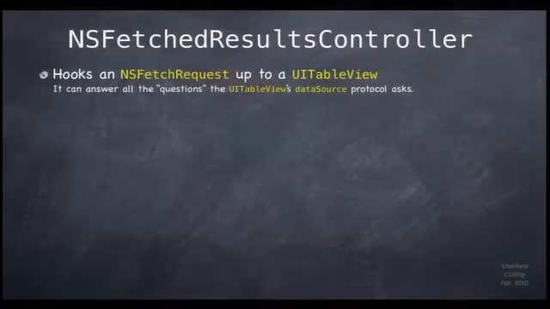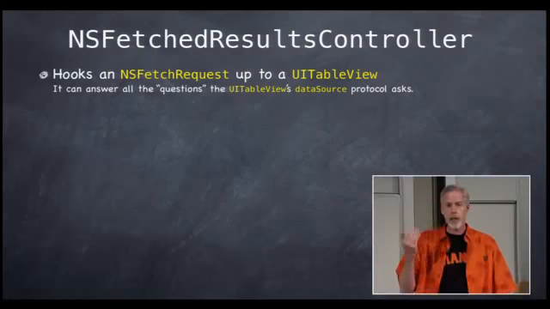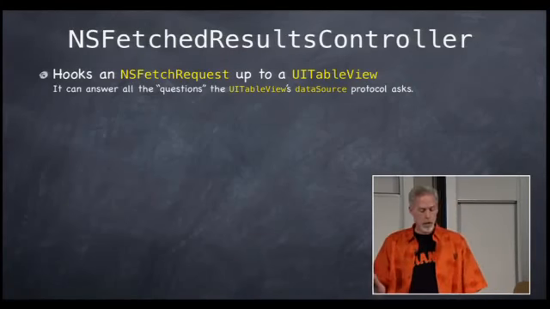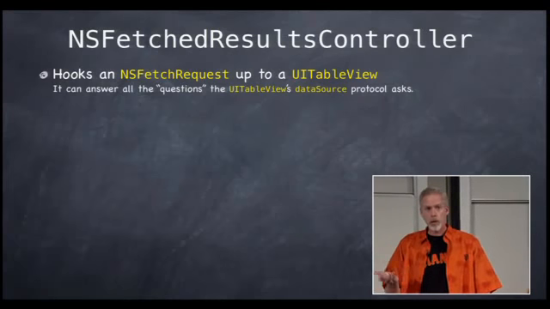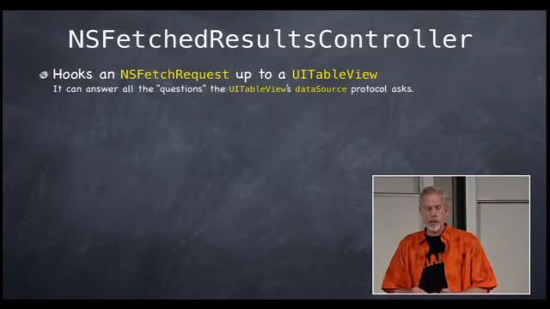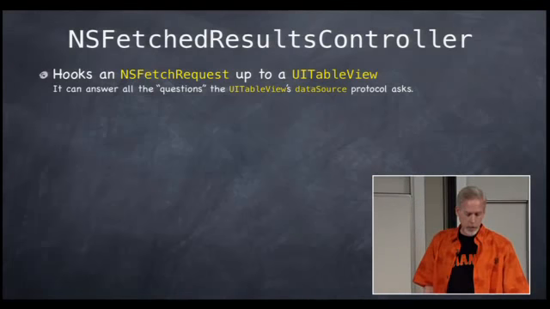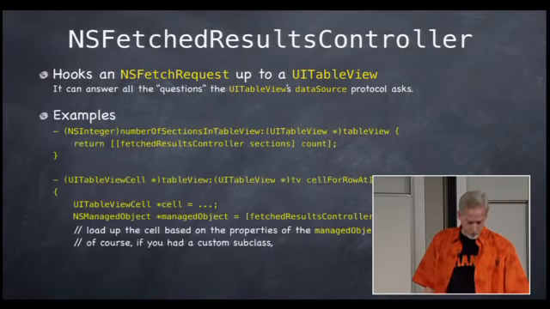So what does NSFetchedResultsController do? You create an instance of it. It gets hooked up to the table view. It serves as the UITableView's data source protocol answerer. It basically is its data source delegate, and so it answers all those questions. How many sections, how many rows, all that stuff.